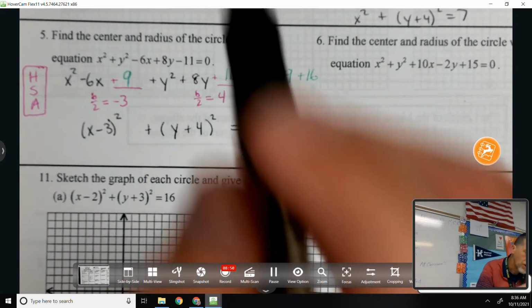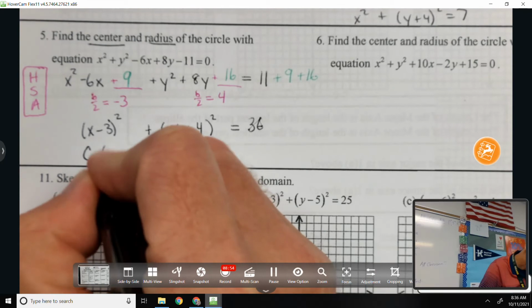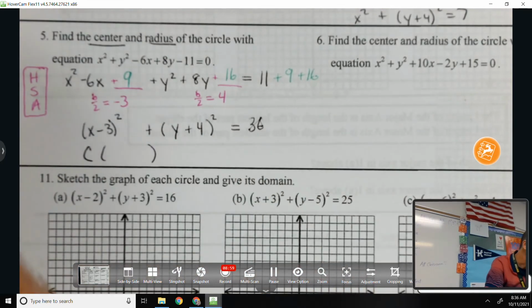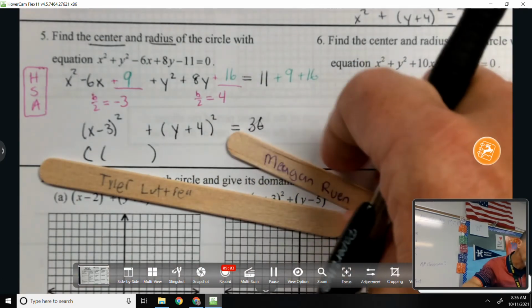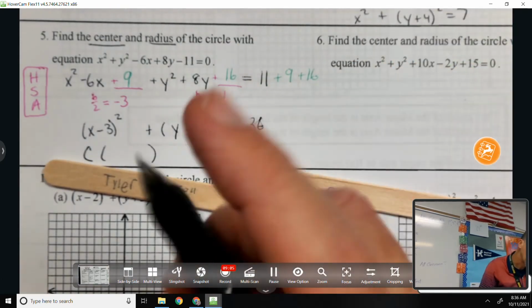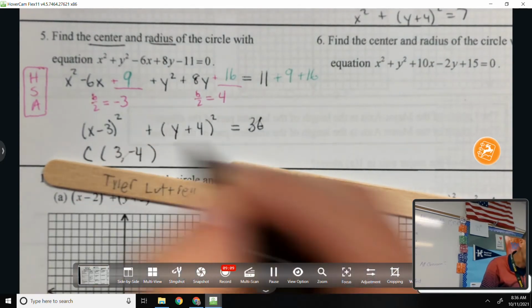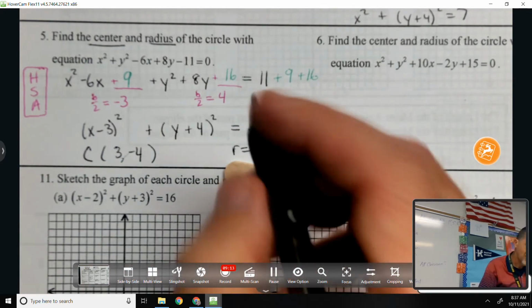Make sure we answer the question. Find the center and the radius. Well, this is easy now. I say it's easy, and then I'm going to call on somebody, so we'll see. Tyler, what's the center of that circle? 3, -4. Good. I was worried about the signs, but you got it. Megan, what's the radius? 6.